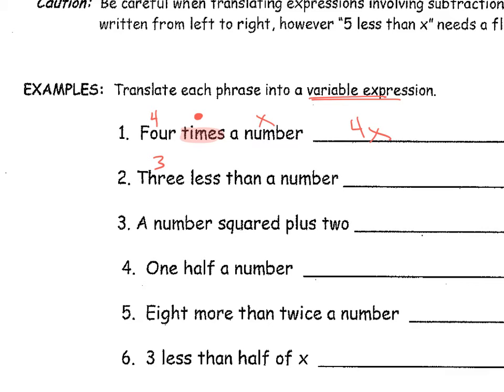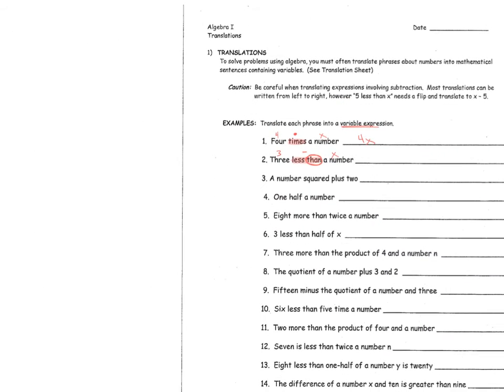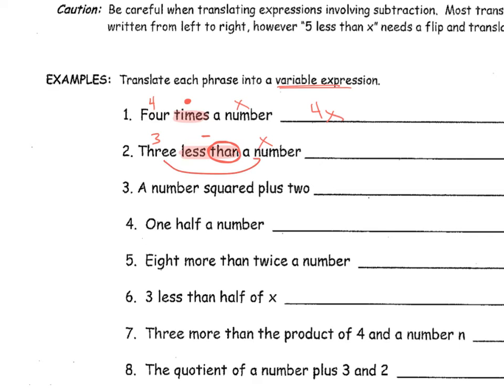Okay, if we continue, I have 3 for number 2. So I'm going to write the number 3 above it. Then I have less than. Well, that I know means subtraction. And then I have the word number. So again, I'm going to represent that with a variable. Be careful though, because anytime you see the words from, than, or into, you need to switch the order. Meaning, whatever comes first is now going to come second and vice versa. So since 3 is first, that's going to come second, and since x is second, that's going to come first. So it actually becomes x minus 3.